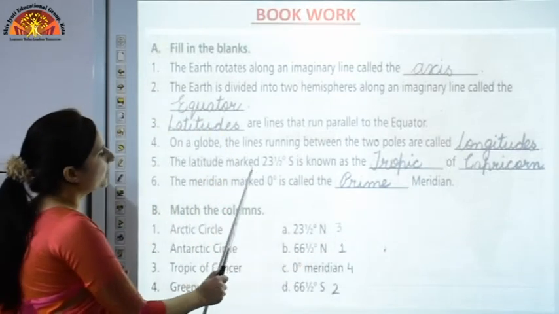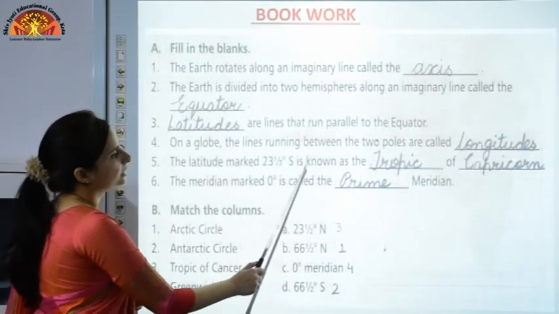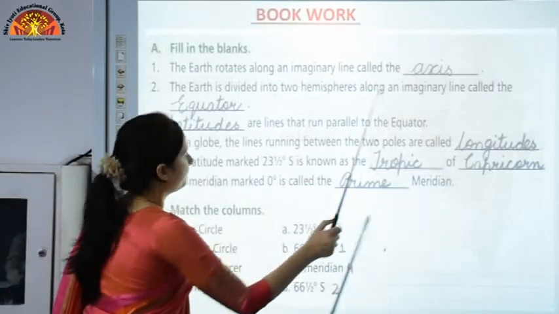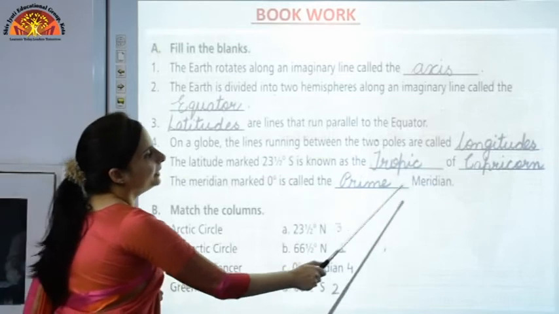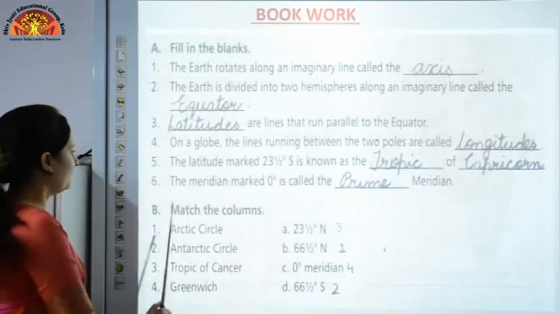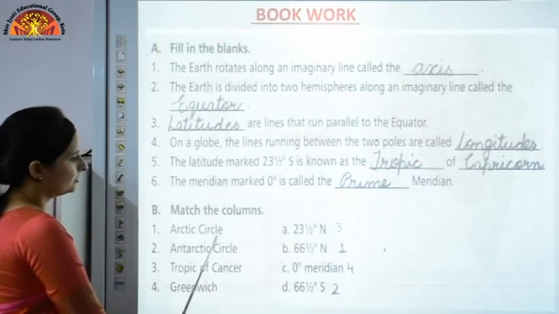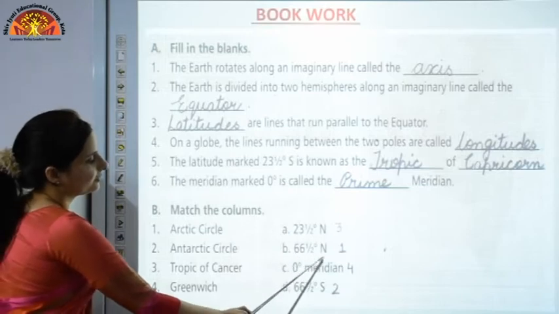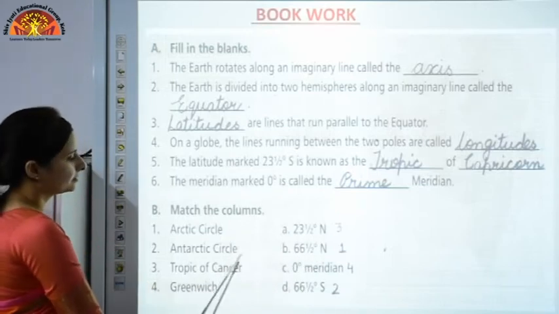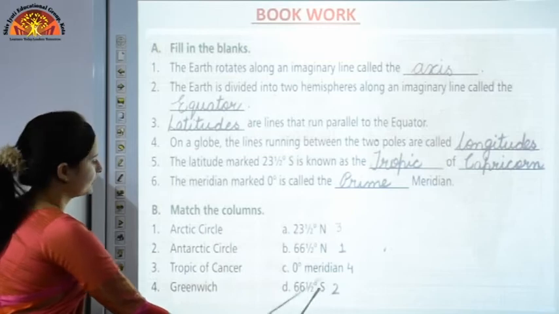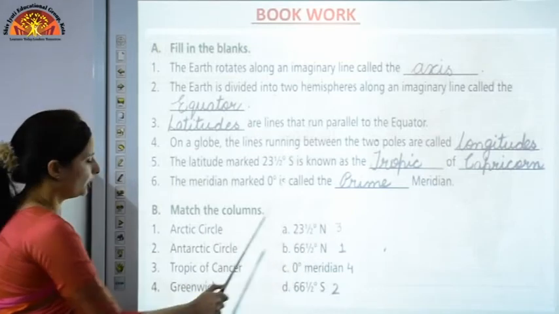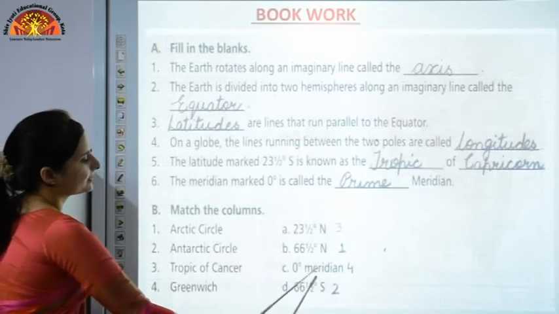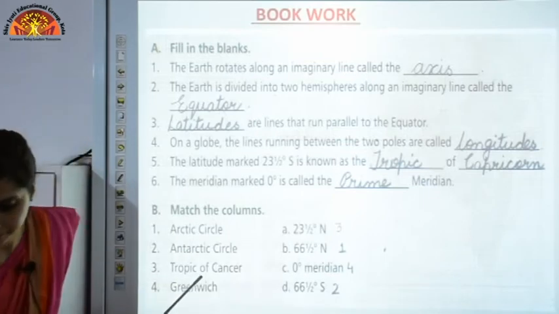The latitude marked 23.5 degrees south is known as the Tropic of Capricorn. The meridian marked 0 degree is the prime meridian. Match the columns. Arctic Circle, which is marked at 66.5 degree north, Antarctic Circle marked 66.5 degrees south, Tropic of Cancer marked 23.5 degree north, and Greenwich marked as 0 degree meridian.